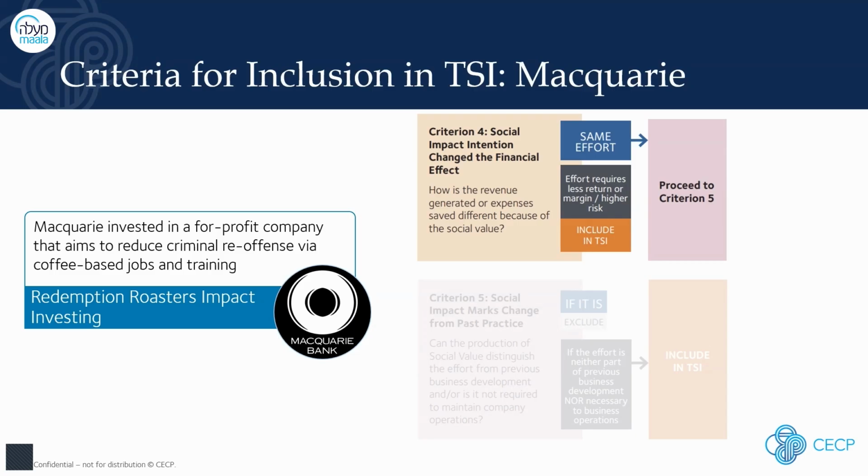That is the final gate, criterion 5, but most initiatives don't even get there. Most of them, by criterion 4, you have figured out whether it's within TSI or not. In the next module, I will discuss how to determine the monetary value of all of your TSI initiatives.